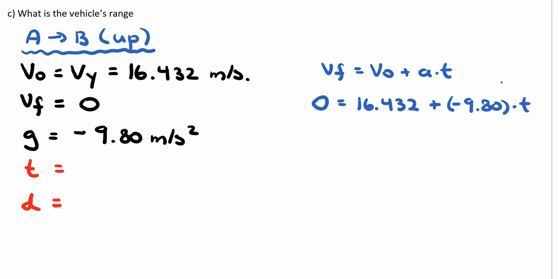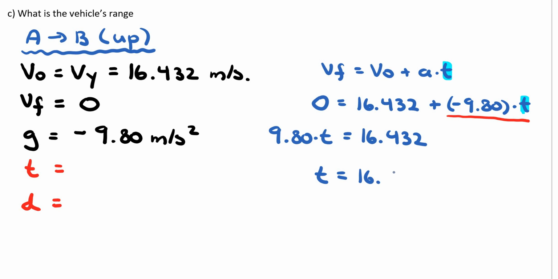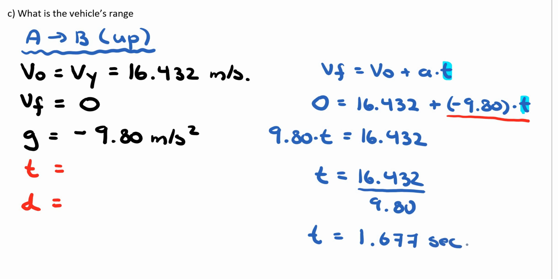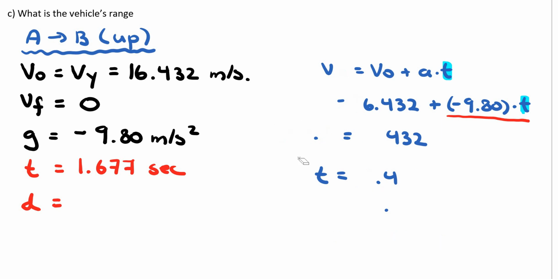Our goal is to solve for t. If I bring this expression to the left-hand side, I get positive 9.80 times my time, and that equals 16.432. Then I can divide both sides by 9.80, so 16.432 divided by 9.80, and it turns out that my time is 1.677 seconds. So my time to go from A to B is 1.677 seconds.